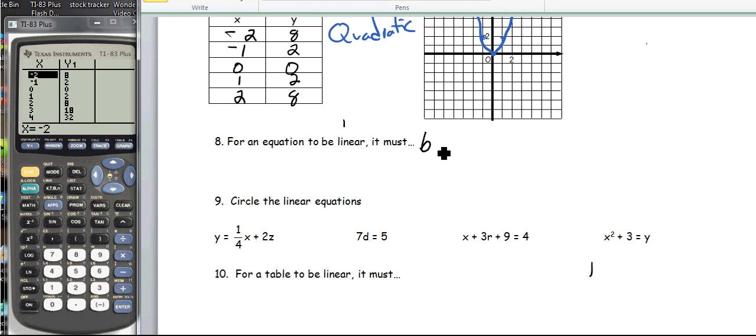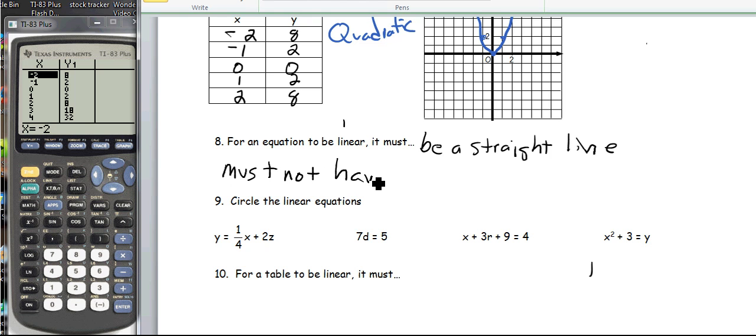So number 8. For a graph to be linear, it must be a straight line. And I'm just going to put here, must not have exponents.